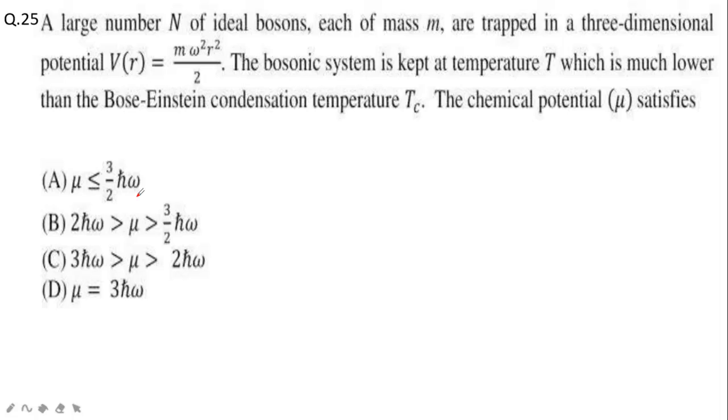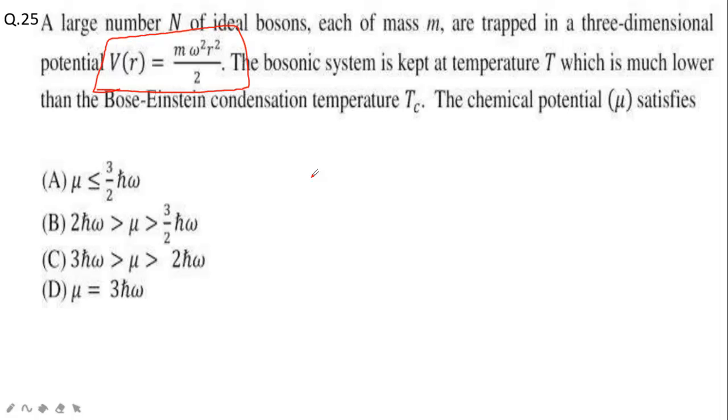A large number n of ideal bosons, each of mass m, are trapped in a three-dimensional potential V(r) equals to 1 by 2 m omega square r square. The bosonic system is kept at temperature T, which is much lower than the Bose-Einstein condensation temperature Tc. The chemical potential mu satisfies. We have to derive the chemical potential and we have given the potential. R square means this is the 3D system, spherical system, na? So we will consider it as 3D system.